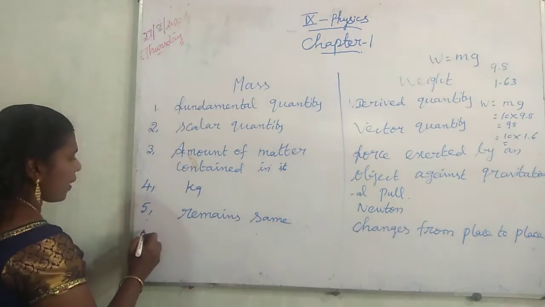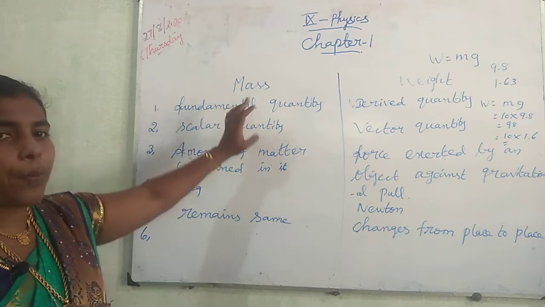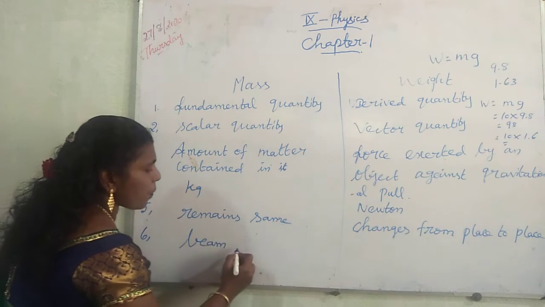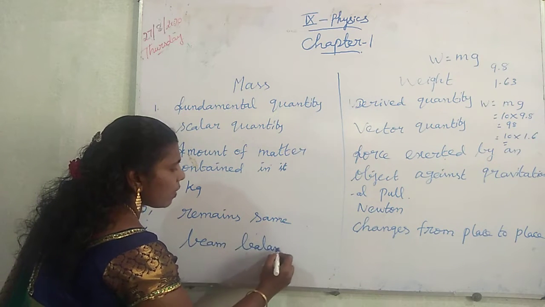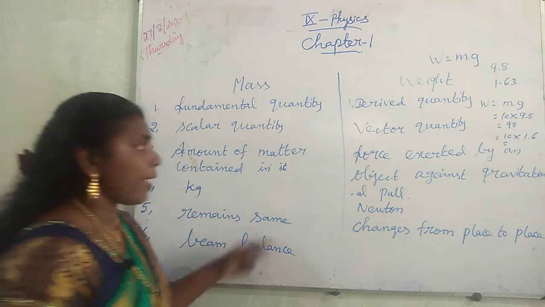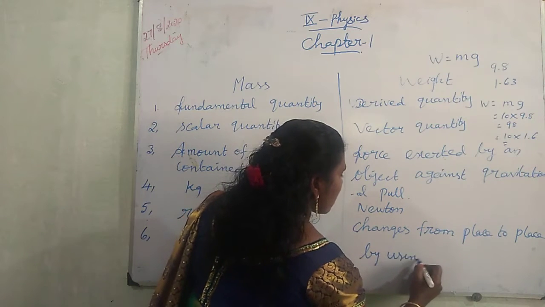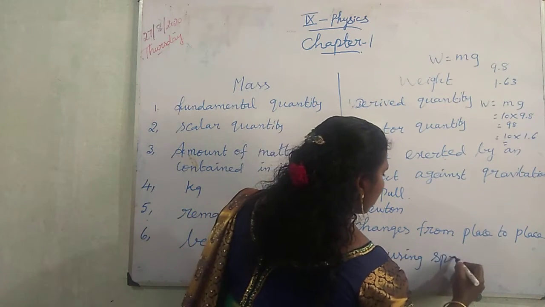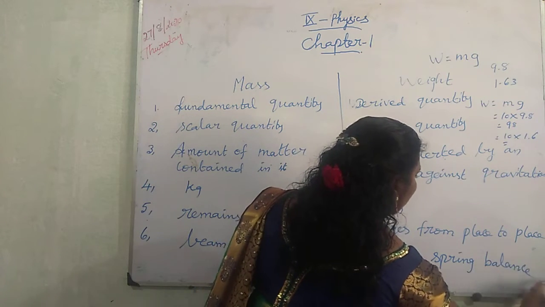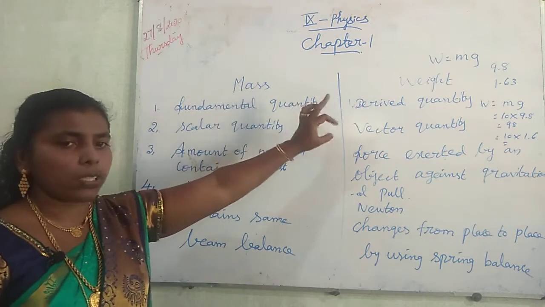Then the sixth point: mass can be measured using a beam balance. Last class we learned about the beam balance. So mass can be measured using a beam balance, and weight can be measured using a spring balance. So these are the important questions, the difference between mass and weight.